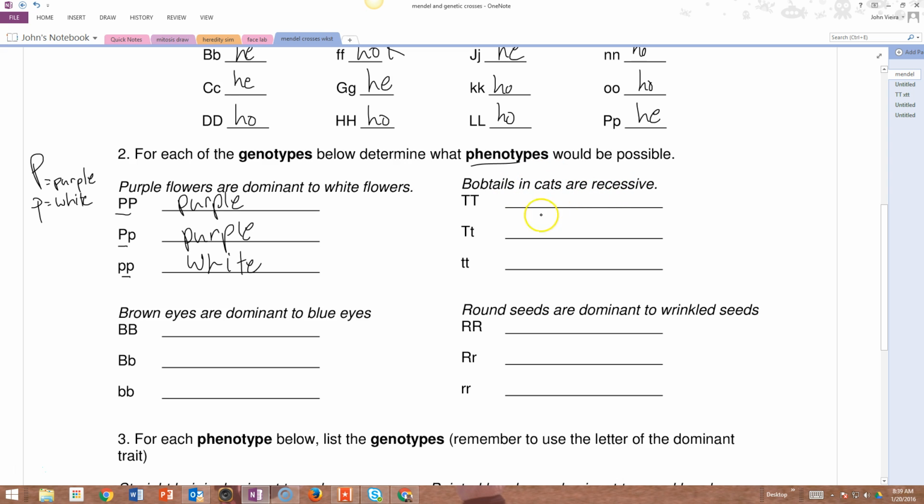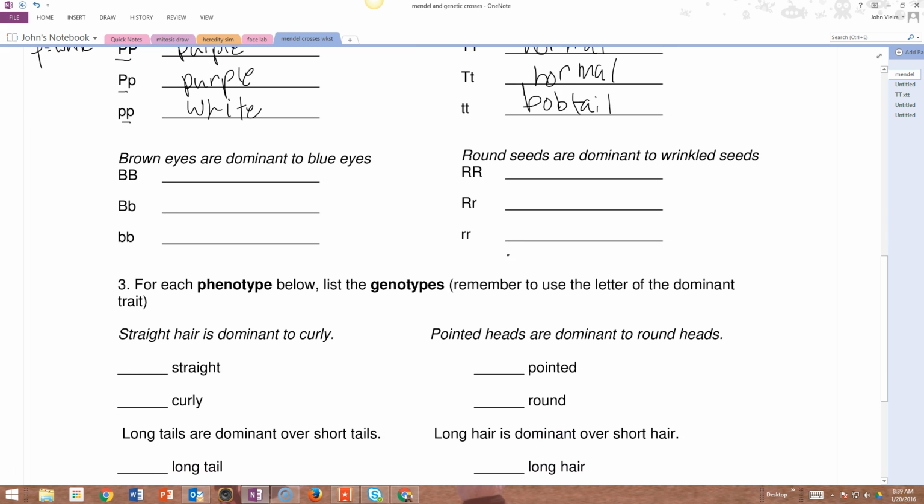Bobtails are those short nubby tails on cats. They're recessive, so the only way to have a bobtail would be to have two little t's. And these would be your normal tails. I know it doesn't explicitly state that, but you can just assume the opposite would be a normal tail, or not a bobtail. Brown eyes are dominant to blue. This is a really bad example, okay, because eye color is controlled by multiple genes. But let's say one of those genes has two alleles, brown and blue. Round is dominant over wrinkled in terms of seed shape.